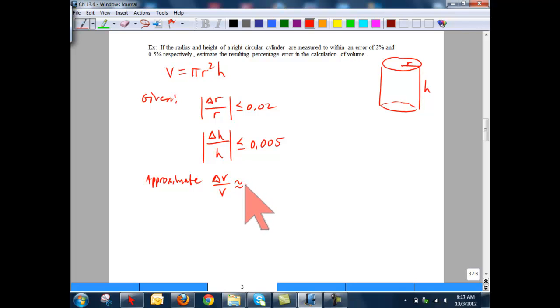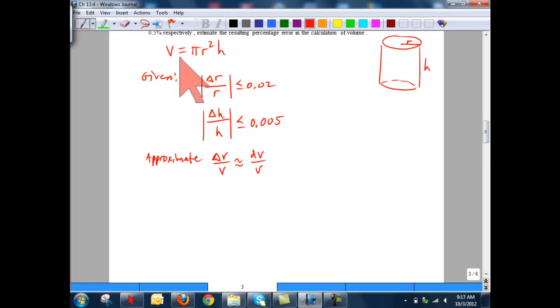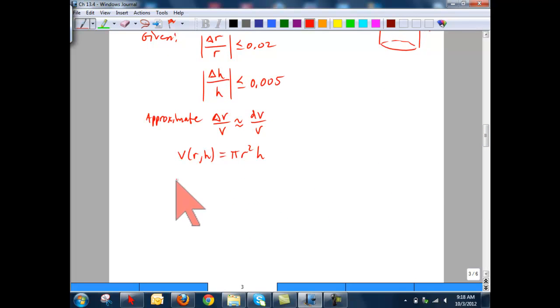Okay, this is going to be approximated by dV over V. So let's see if we can compute that expression. Here is V. It's V as a function of r and h. So I'll just recopy that. V as a function of r and h is pi r squared h. And now let's start computing the differential dV.